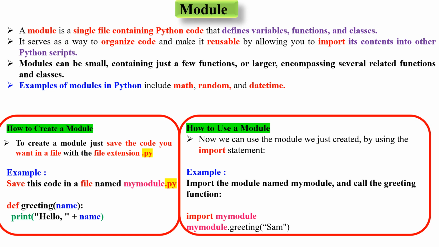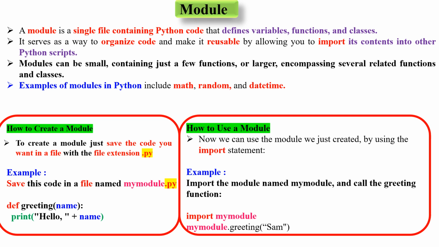Now look at the second point. It serves as a way to organize code and make it reusable by allowing you to import its contents into other Python scripts. Modules can be small, containing just a few functions, or larger, encompassing several related functions and classes. Examples of modules in Python include math, random, and datetime.